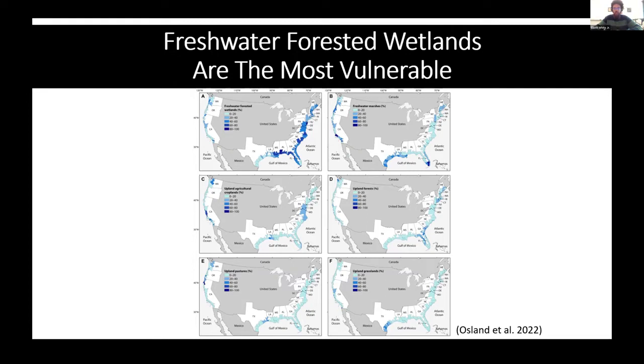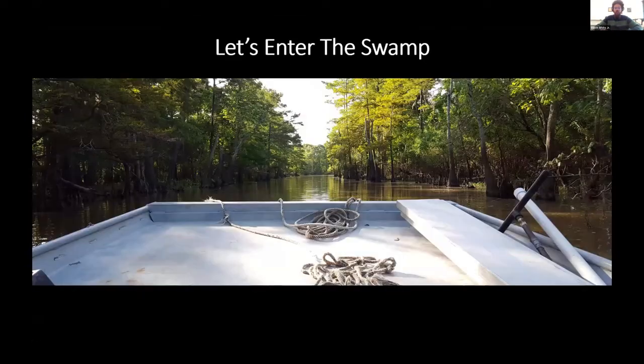And when we briefly look at some of the other wetland categories, there's much less of those areas that are vulnerable to potential migration. So I wanted to start there to set the overall scene, but also let you know that most of this talk is going to focus on freshwater forested wetlands because that's where my experience and knowledge base is. So with that, let's enter the swamp.